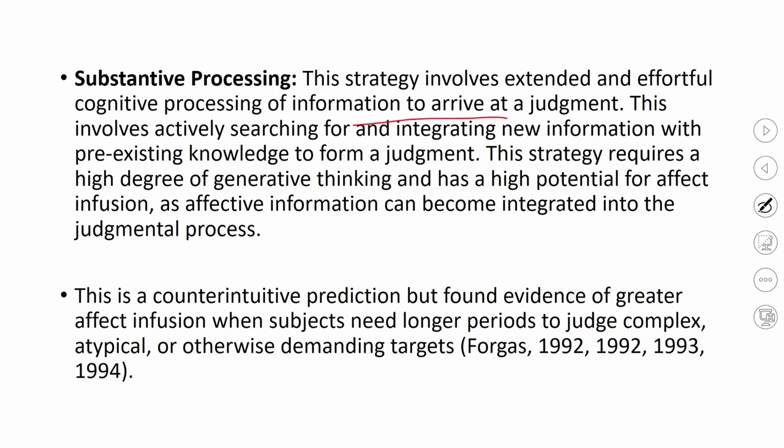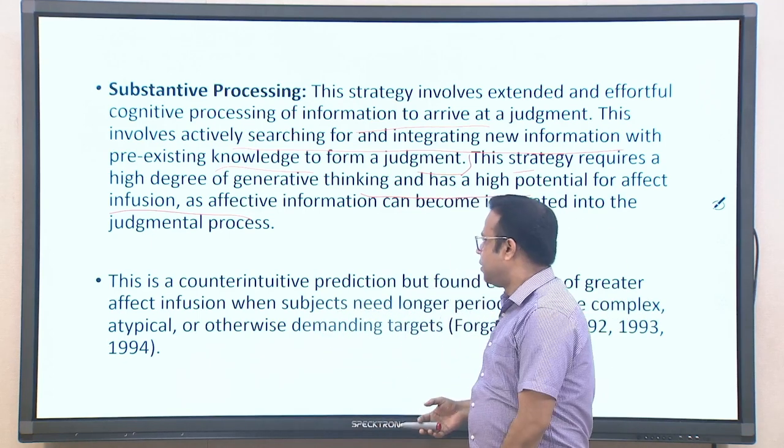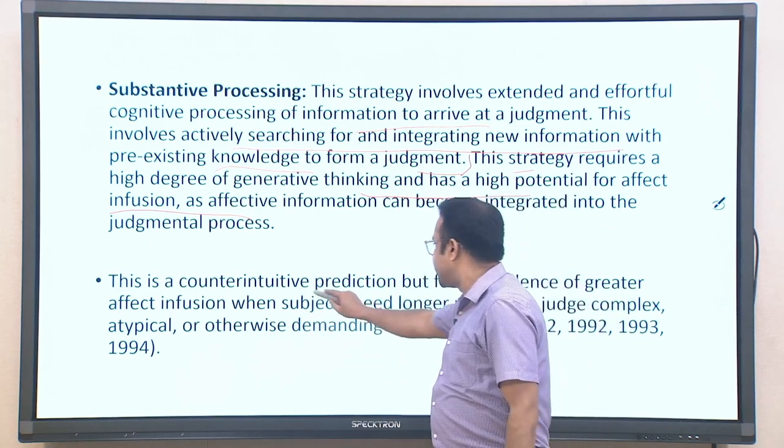Extended, effortful processing is required in such a situation to arrive at a judgment. This may involve actively searching for and integrating new information with the pre-existing knowledge to form a judgment. So, here judgment will require a lot of detailed processing, pros and cons, and you see every aspect of it. So, in such situations, a lot of generative thinking is required and there is high potential for affect infusion. In such cases, emotion can have very strong influence, or infusion or integration of emotion with the thought processes can happen very strongly. This is generally a counterintuitive prediction.